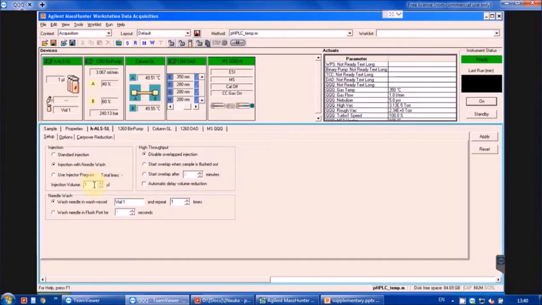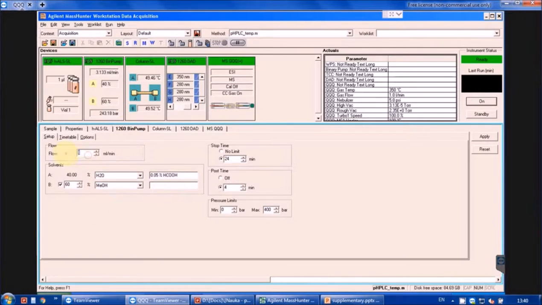The injection volume is 1 microliter, and this will be optimized in subsequent steps. The mobile phase flow is 4 milliliters per minute. The volume flow is higher than for analytical methods, since the column has 2 times greater diameter, that is, 4 times greater cross-section. The mobile phase consists of 0.05% aqueous formic acid and methanol.